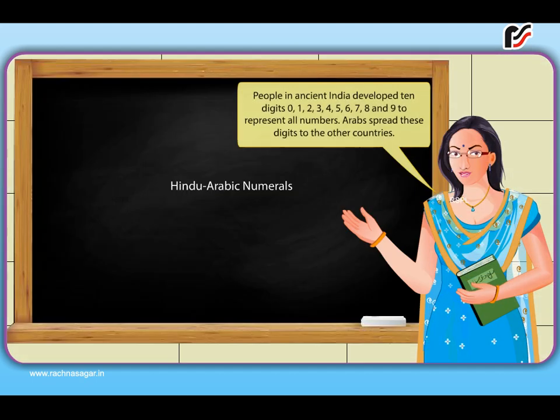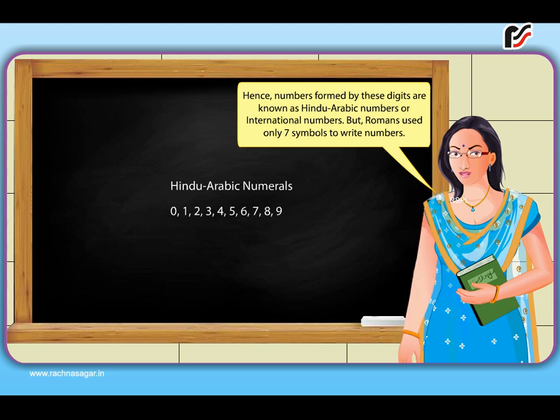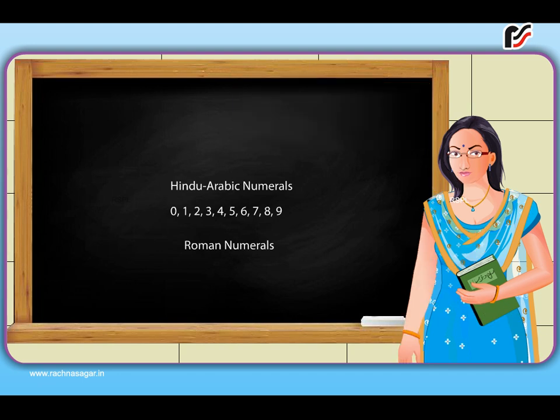Roman numerals. People in ancient India developed 10 digits 0, 1, 2, 3, 4, 5, 6, 7, 8 and 9 to represent all numbers. Arabs spread these digits to the other countries. Hence, numbers formed by these digits are known as Hindu-Arabic numbers or international numbers. But Romans used only 7 symbols to write numbers. These symbols are I, V, X, L, C, D and M respectively.